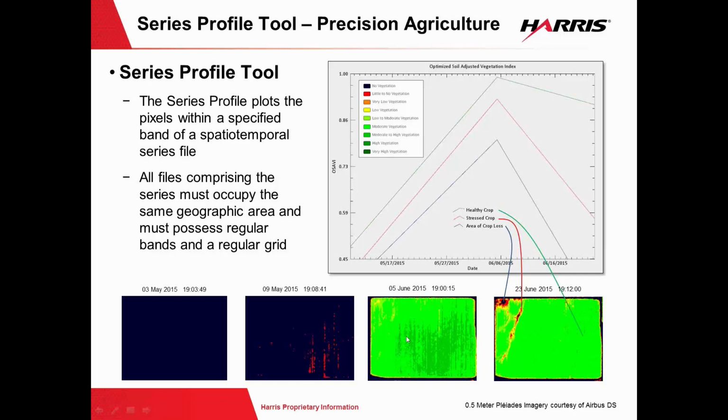Our series profile tool can really help us pick this out. We can see steady growth up till June 5th. And then sometime between June 5th and June 23rd, not a single part of this field has increased its vegetation health. So this will help us see things from the air that might not be readily visible from the ground.